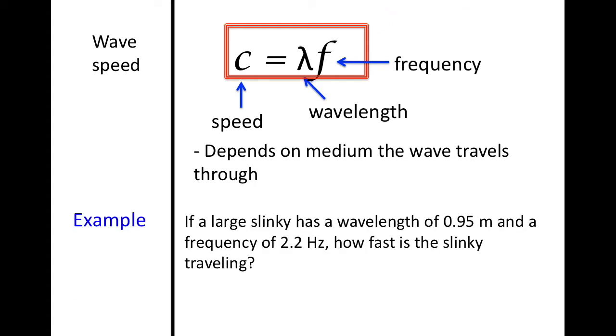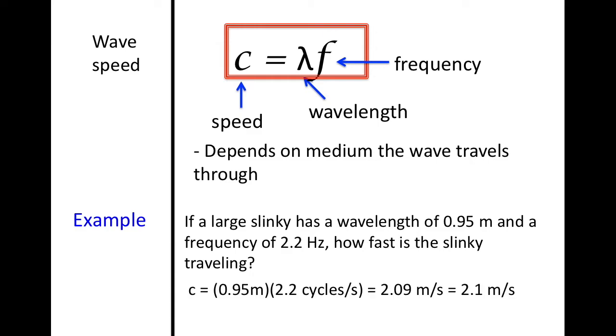Here is an example. If a large slinky has a wavelength of 0.95 meters and a frequency of 2.2 hertz, how fast is the slinky traveling? When we plug this into our equation, we just need to know the frequency and the wavelength, and when we plug that in, we get 2.09 meters per second, or 2.1 meters per second, taking into account significant figures.